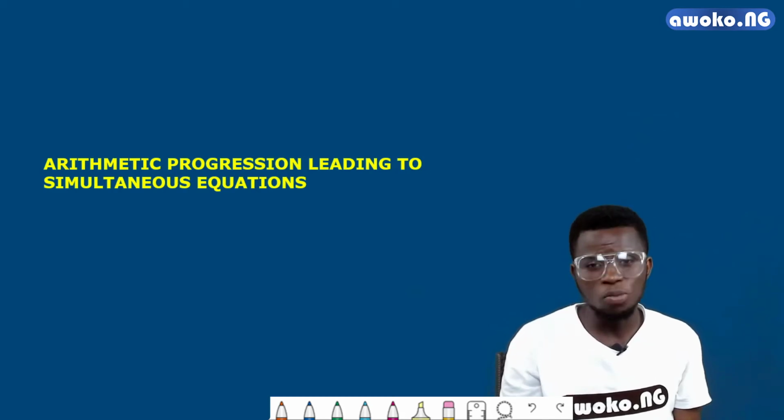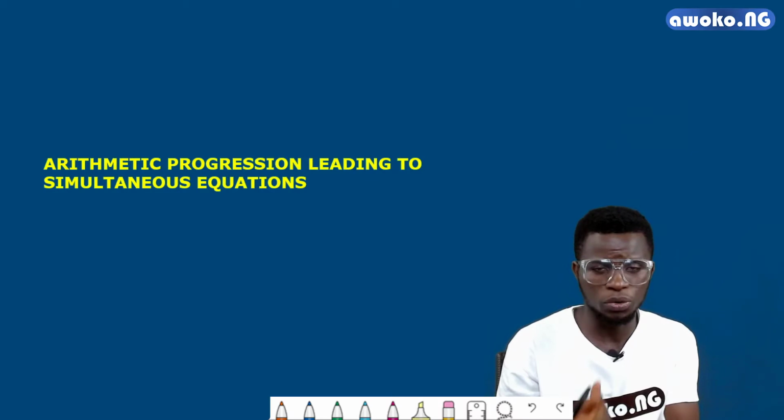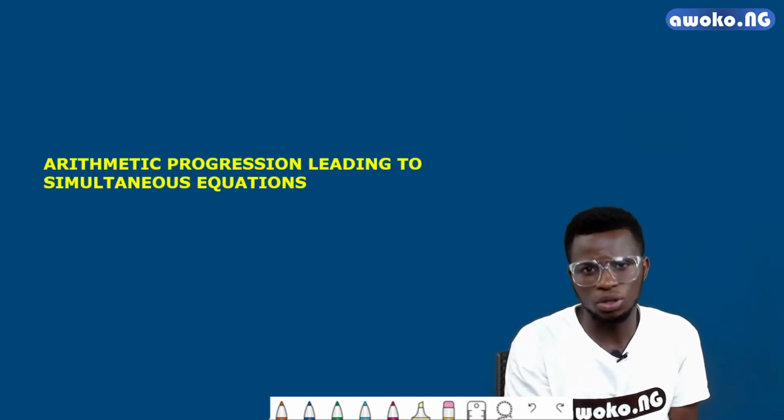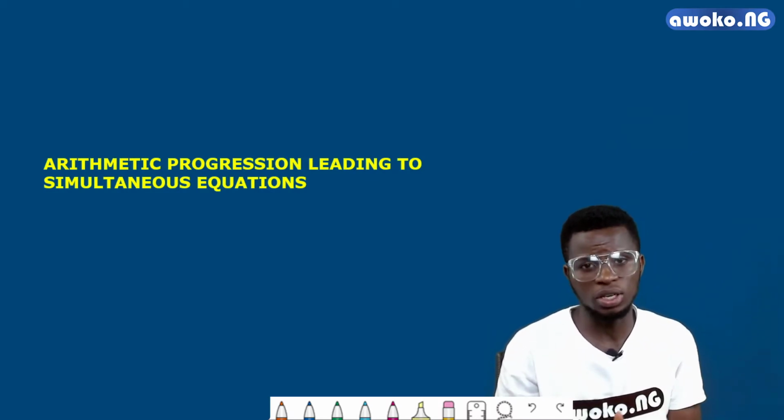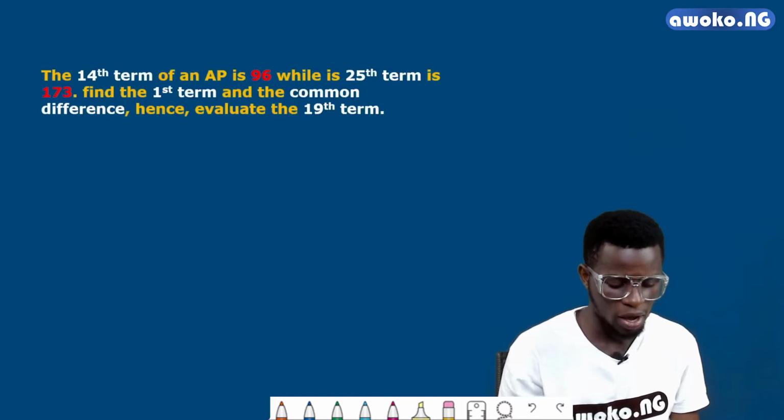In some cases, we might be given problems in which the arithmetic progression will lead to simultaneous equations. In such cases, what are we going to do? I'm going to illustrate these using an example. So let us go to the example we have over here.